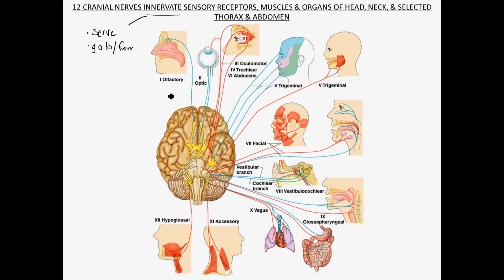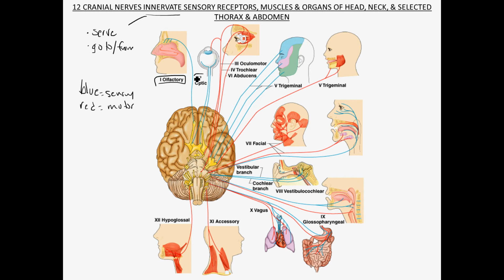And so there are 12 of them, and we want to focus here on number 1, which is olfactory. So cranial nerve 1 is olfactory, and this is sensory only. So the color coding here, the blue is sensory, and then in this case the red is going to be motor. Right? And so olfactory is strictly sensory, detecting smell and then bringing that information to the brain.